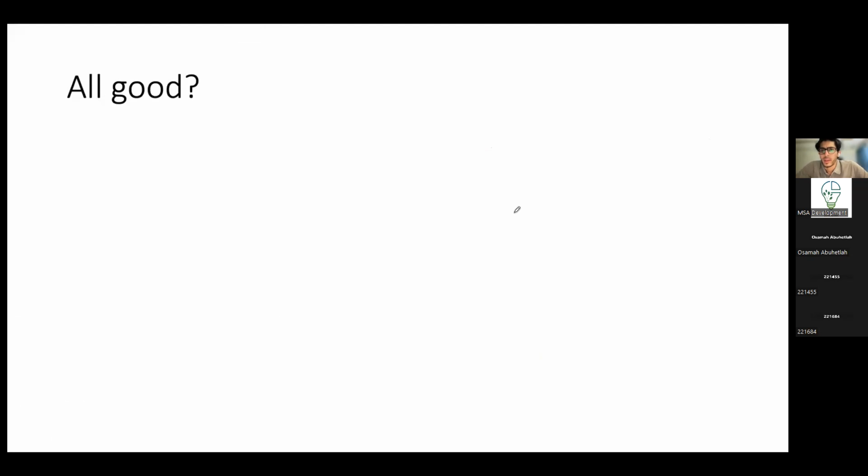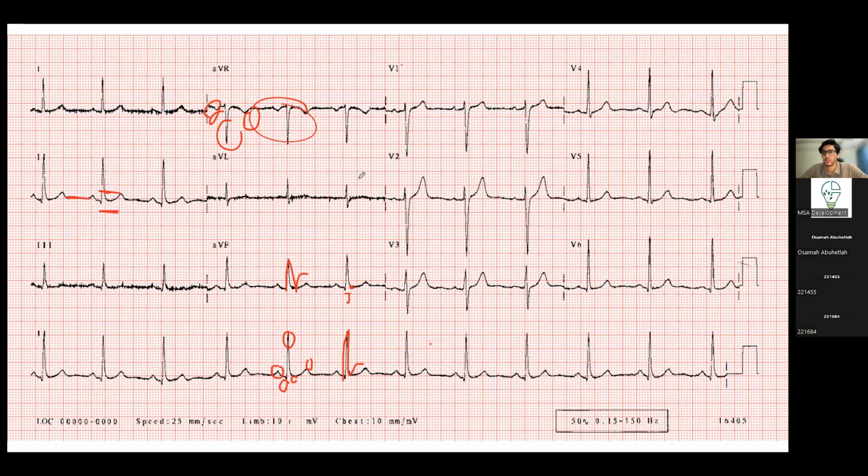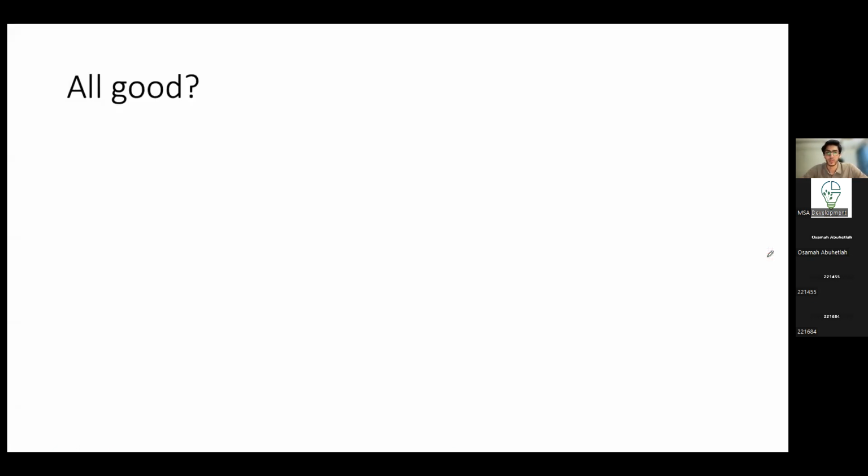Why is the isoelectric line kind of wavy? Because these are actual real life ECGs, and in real life ECGs, patients move. When people move, the ECG records it as electrical activity that is not actually representative of what's happening in the heart. So if you're getting an ECG done, just be still.